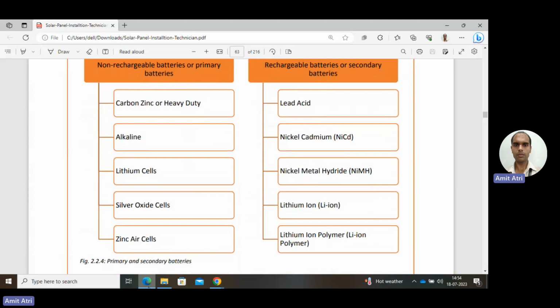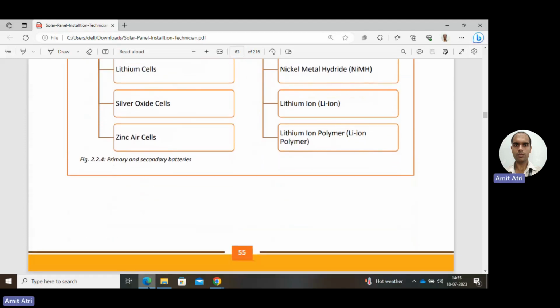These two, non-rechargeable battery and rechargeable battery. So different types of non-rechargeable batteries: carbon zinc for heavy duty, alkaline, lithium cell, silver oxide cell, zinc air cell. The name gives an idea, non-rechargeable means we cannot recharge it. It means in the application in a solar PV system, we cannot use a non-rechargeable battery. We need a rechargeable battery, like lead acid battery, nickel cadmium, nickel metal hydride, lithium ion polymer. Most commonly, we are dealing with these rechargeable batteries in solar cells, mobiles, laptops, because we can recharge them.